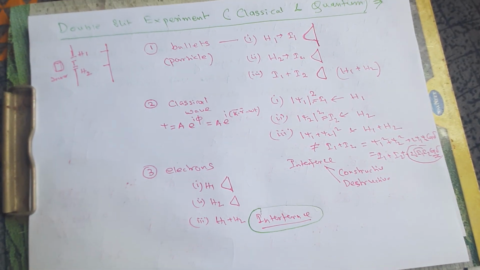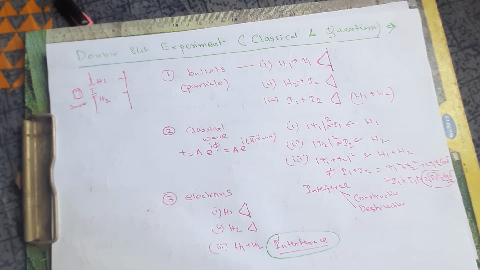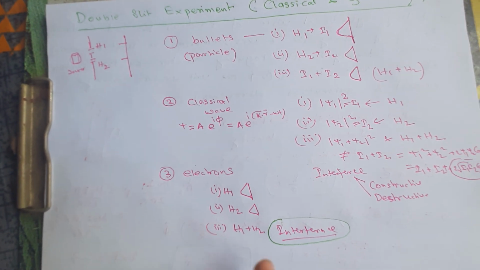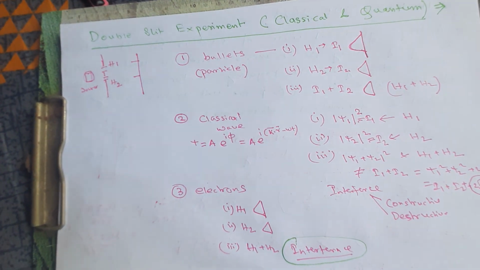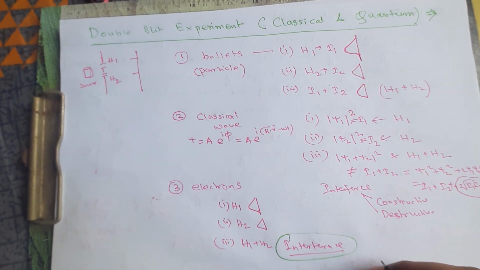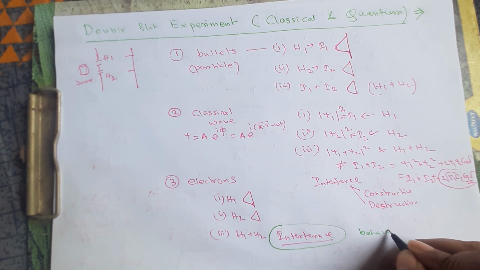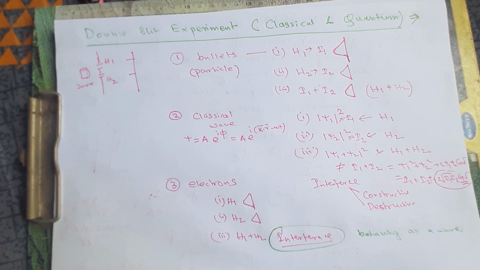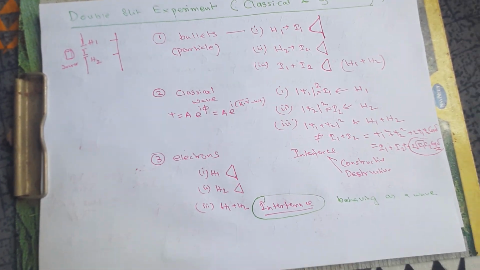We see again interference. So this means what? This means electrons, which we know to be particles, are behaving like waves when we put them behind the same experimental setup. So this is behaving as a wave, because otherwise we would not see an interference pattern here.